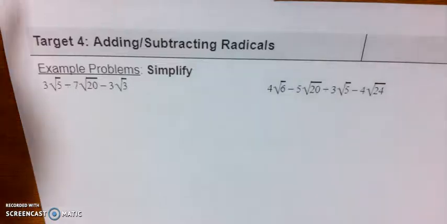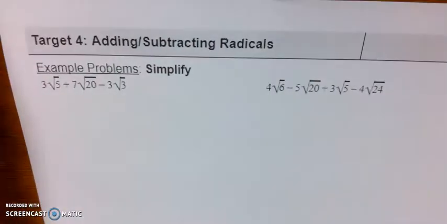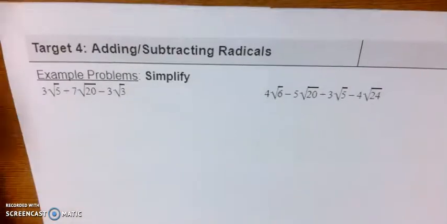Hey there everyone, in this video we're going to be talking about adding and subtracting radicals. Essentially with this we are going to be combining like terms.